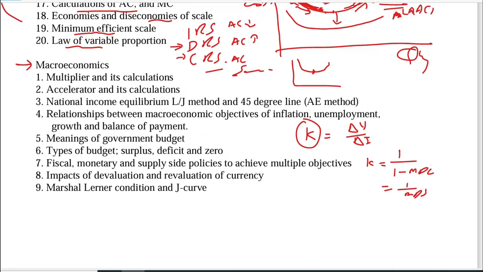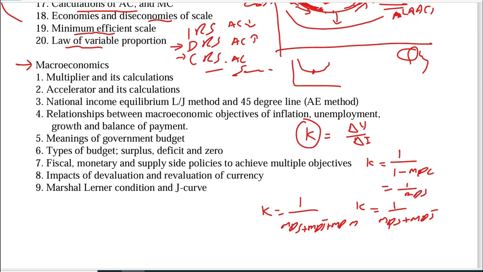And multiplier in a three sector economy is 1 over MPS plus MPT. MPT stands for marginal propensity to tax, MPS is marginal propensity to save, and MPC is marginal propensity to consume. Another formula for an open economy is 1 over marginal propensity to save plus marginal propensity to tax plus marginal propensity to import. The examiner gives these values and you have to put them in and find the answer.